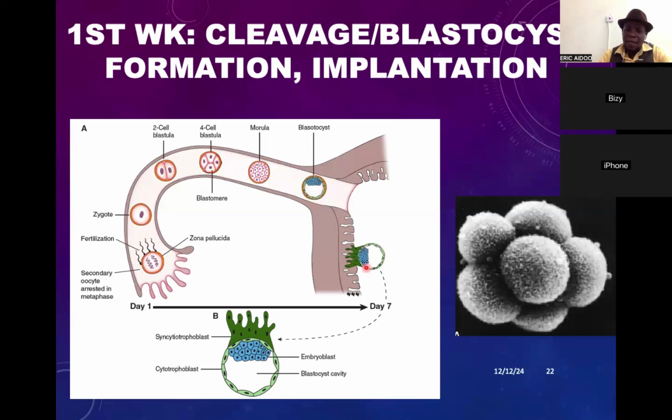Now, it is expected that by the 7th day after fertilization, between the 6th and 7th, you should have implantation occurring. It means that the blastocyst should have traveled and made its way towards the endometrium. Okay, so that is what is happening. So by the 7th day, then implantation has already started. Now, once the blastocyst gets in touch with the endometrial lining of the uterus, the trophoblast will start differentiating into a syncytiotrophoblast and then a cytotrophoblast.